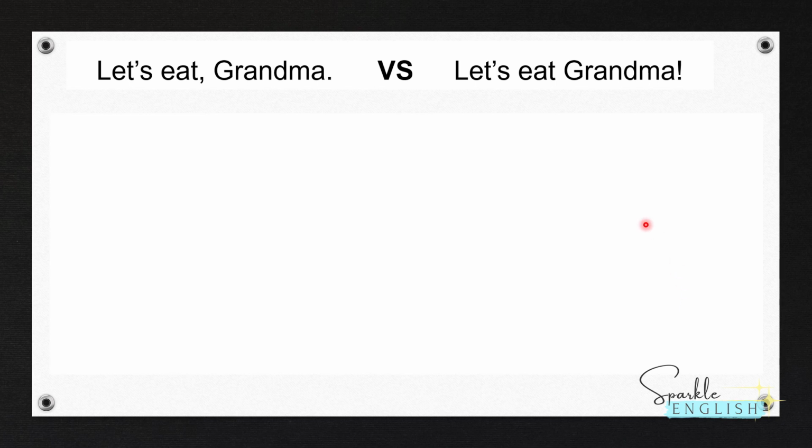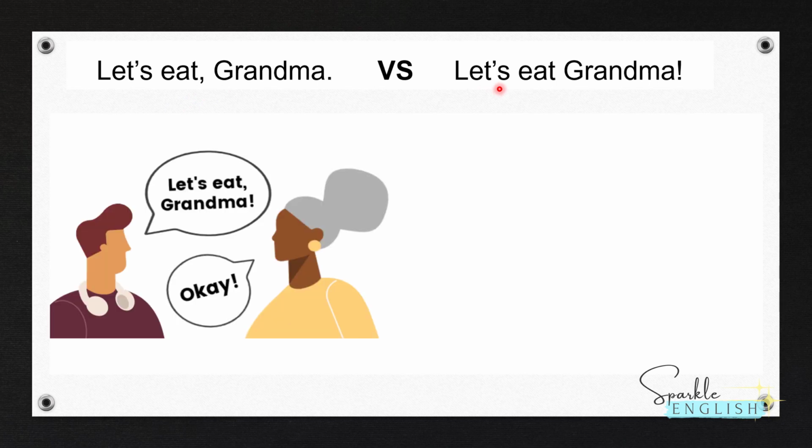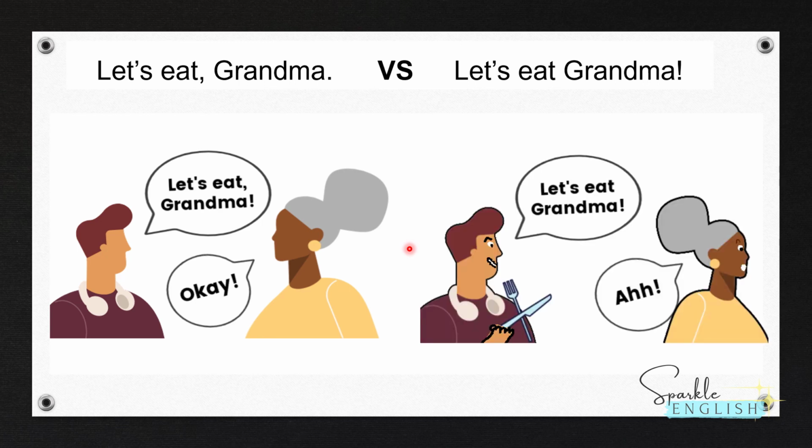Now let's look at a very common example and a very important distinction between "Let's eat, Grandma" and "Let's eat Grandma." If we say "Let's eat, Grandma," okay, that means this boy is saying to his grandma, let's go eat, let's go have dinner.